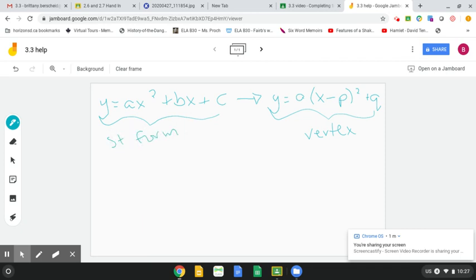The reason I teach you how to do this is that it's important to know where your vertex is, and you can't just look at the standard form and say, there's my vertex. Remember, the vertex is always p comma q.